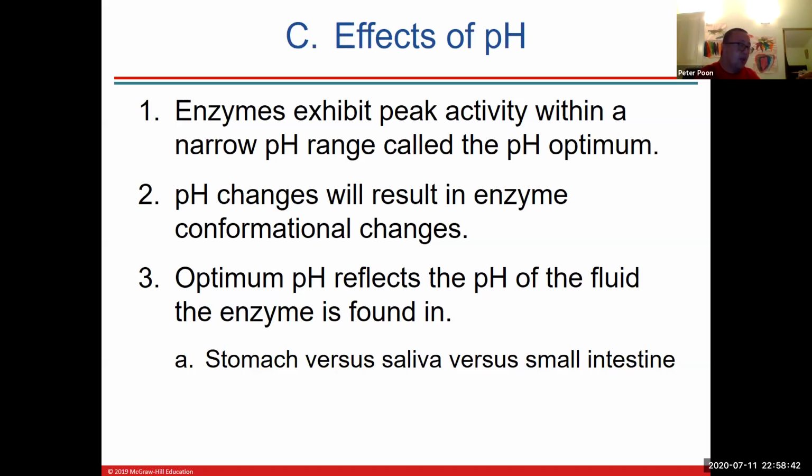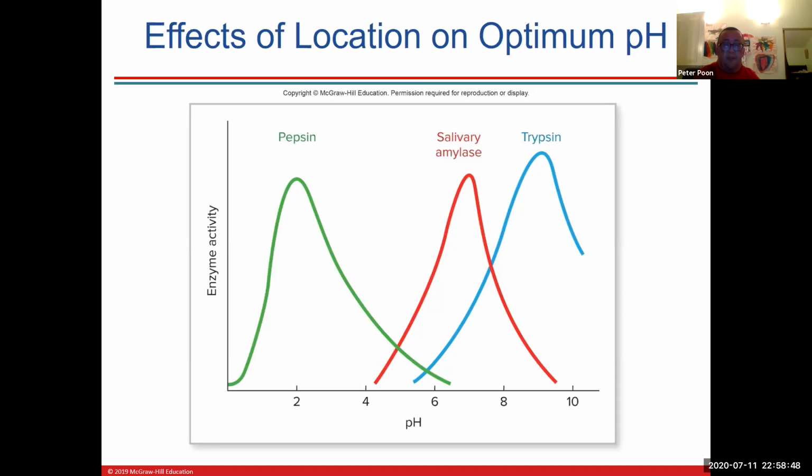The small intestine will have a pH of about 7 or 8. So pepsin works at 2, salivary amylase, I was wrong, works at about pH 7. Trypsin works at even higher than that, pH 9, which will be closer to 8.